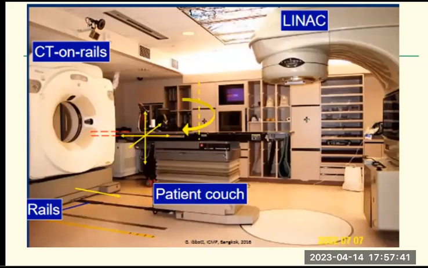Now the patient will be rotated for the CT imaging, and the LINAC gantry will rotate around the patient for the radiation treatment. For the intensity beam falling on the patient, the LINAC will be used, while the CT on rails will be taken. That is why it is called image guided.